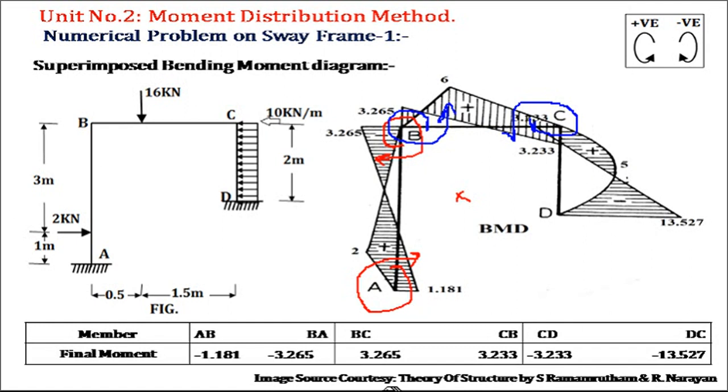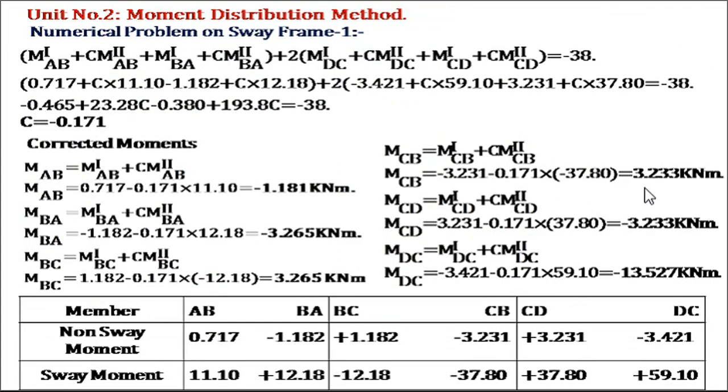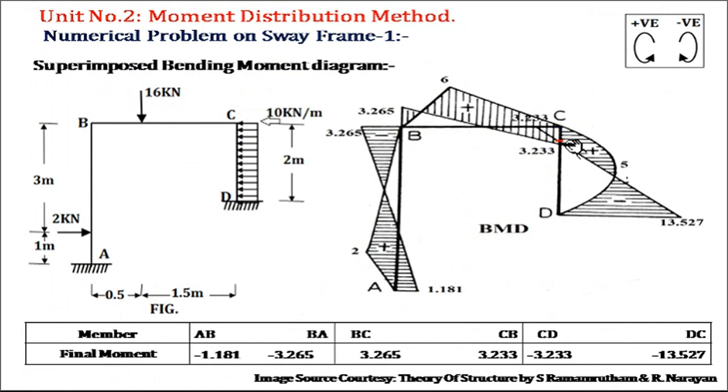Now the next member, moment in member CD. It is minus, meaning you have to keep the pen on member CD nearer to joint C and rotate the joint C in clockwise direction, because the moment value in member CD is minus 3.233. That means you have to rotate the joint C in clockwise direction and cut the member CD once. Sorry, I rotated it in anti-clockwise direction. Here you have to rotate the joint C in clockwise direction. So I rotate it in clockwise direction.